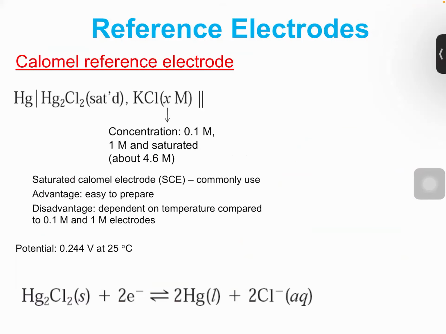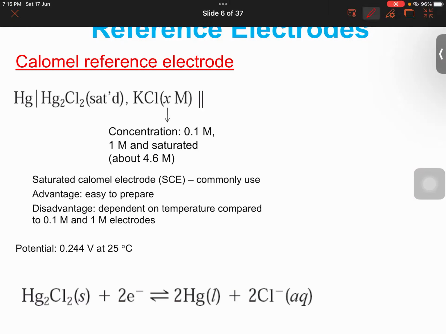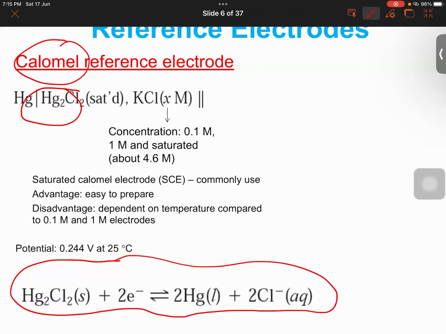Right. Okay, so this is another example of a reference electrode. It is called the calomel electrode, and this is based on mercury. It's not being used right now because of the usage of mercury. It's very toxic, so the best option is the hydrogen electrode.